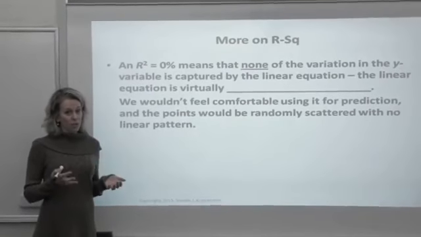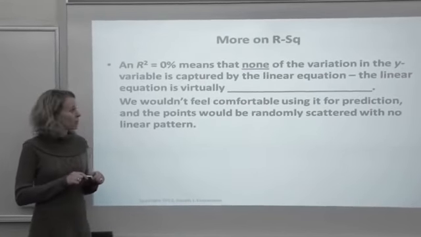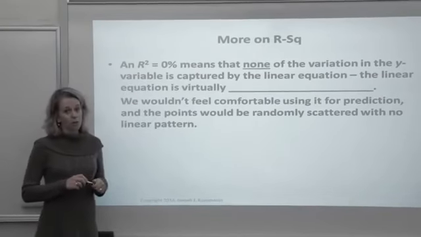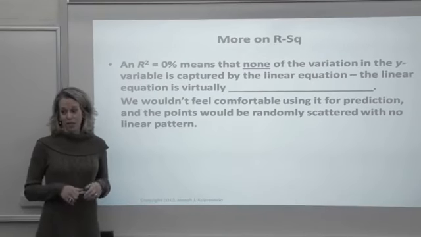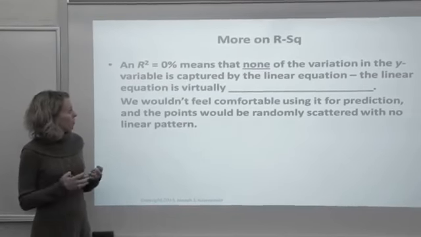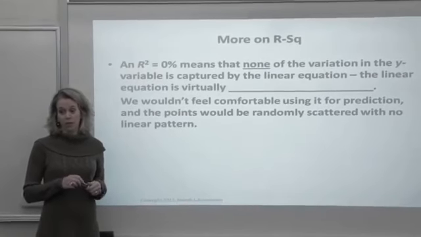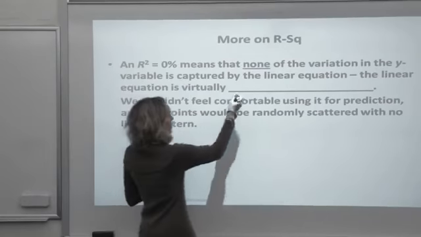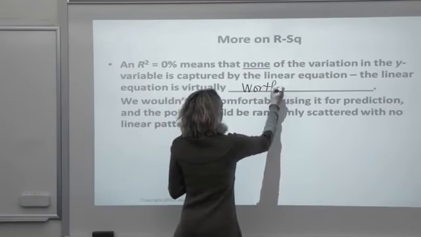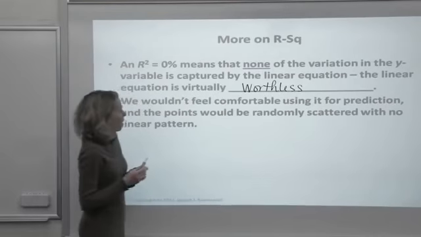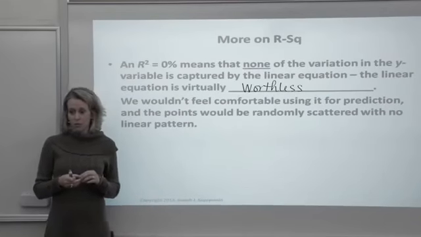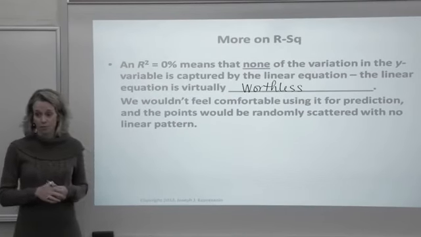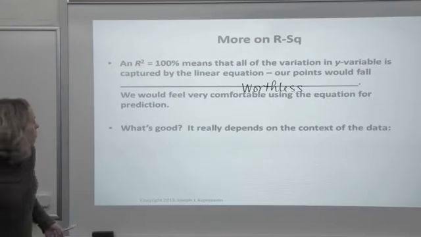Remember, R squared is the percentage of variation in your y variable that can be explained by your linear regression equation. So if you had an R squared value of 0%, that would mean that none of the variation in your y variable was captured by the linear equation. If that's the case, then your linear equation is virtually worthless, and we wouldn't feel comfortable using that equation for prediction, as the points would be randomly scattered with no linear pattern at all.